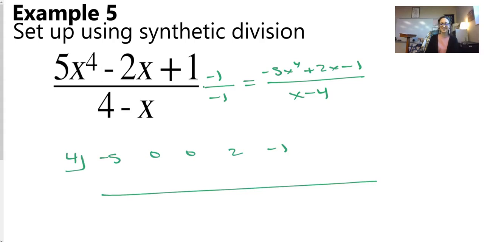All right, here's what we have for the setup, and then I am confident you can fill out, you can add and multiply from there.